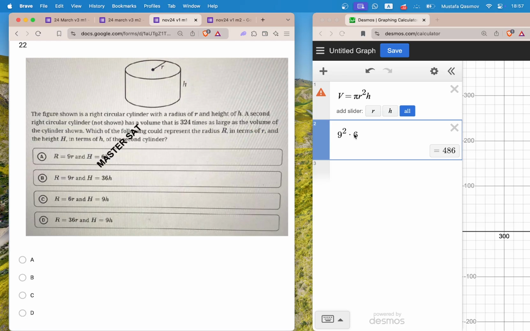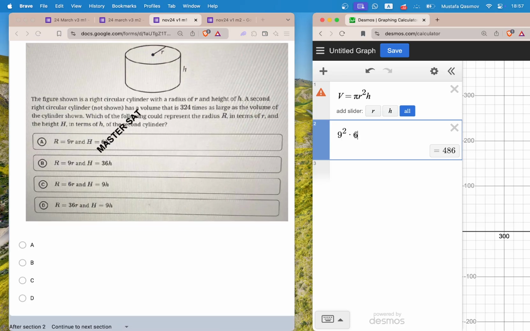Let's look at B. It is 9, again it is 36. Probably it's not correct either. Let's look at C. It is 6. It is 9. So it is our answer. Answer is C.